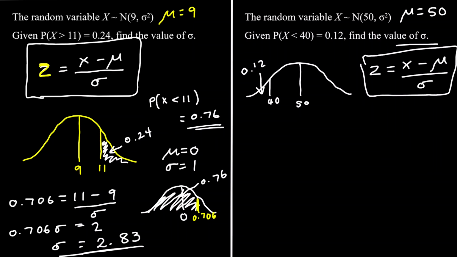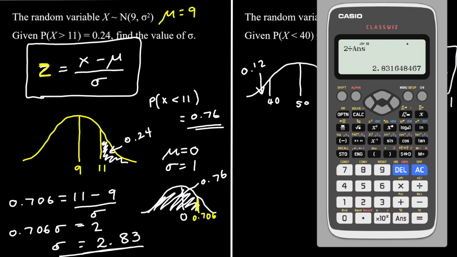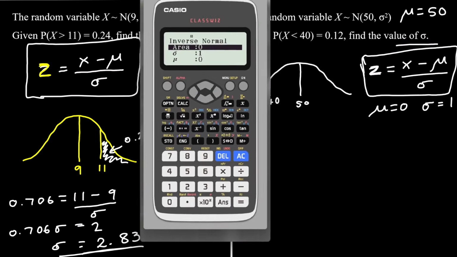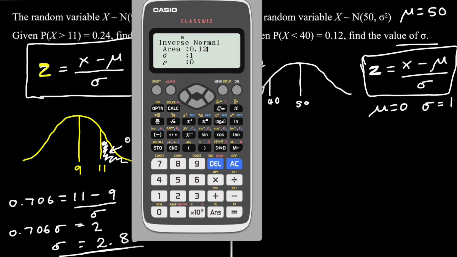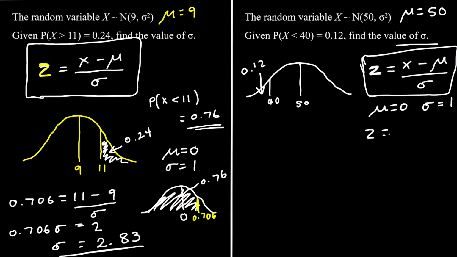If we use our standard normal, we can find our z value, because it's going to have a mean, the standard normal, the mean is 0, standard deviation is 1, and we know the area is 0.12. So we can use that to find z. So we go to distribution, inverse normal. Our area is 0.12, and our z value is negative 1.17. Negative 1.17 is our z.